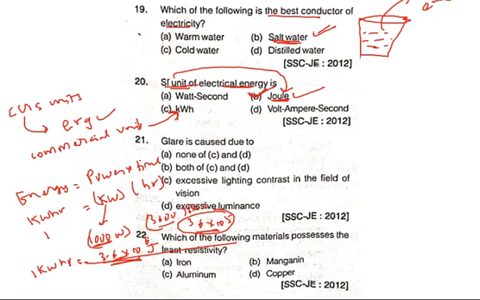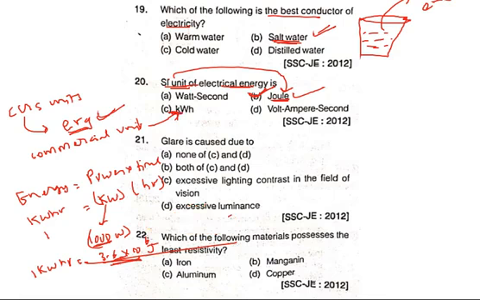The SI unit of electrical energy is joule. If they ask you the CGS unit of electrical energy, we have to choose erg. If they ask you the commercial unit of electrical energy, we have to choose kilowatt hour. Okay, hope you understood.